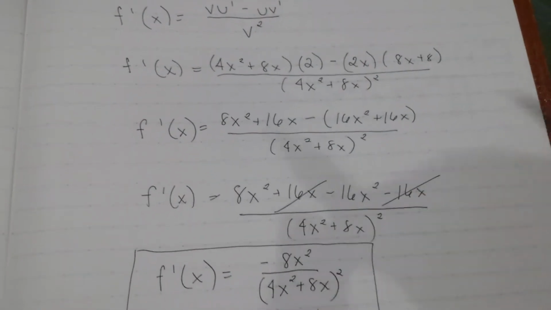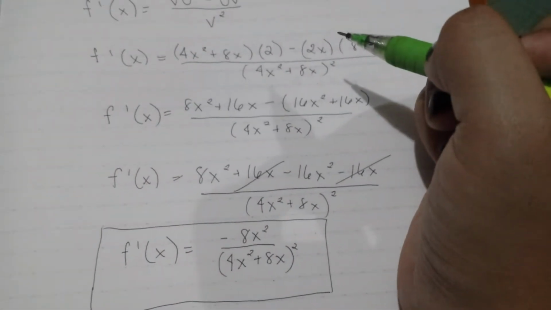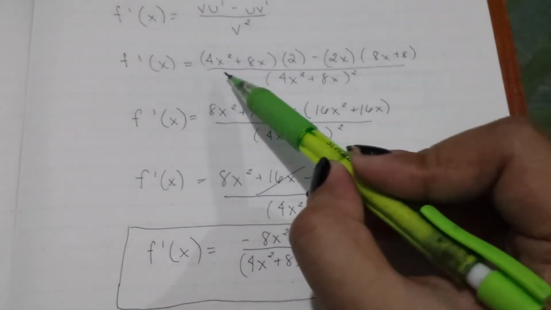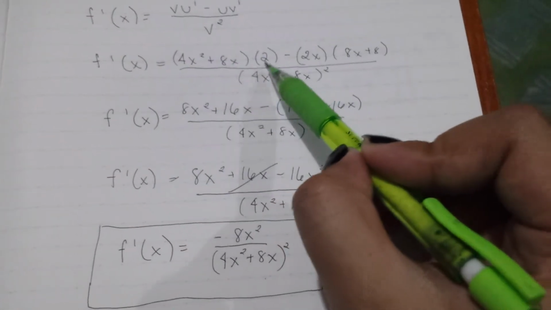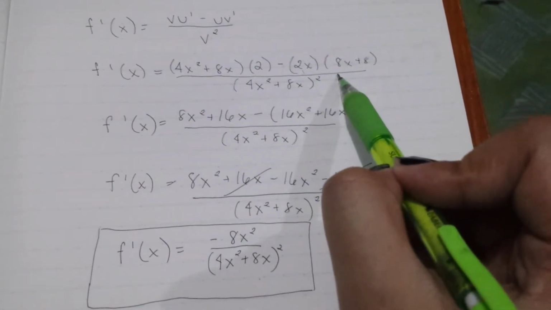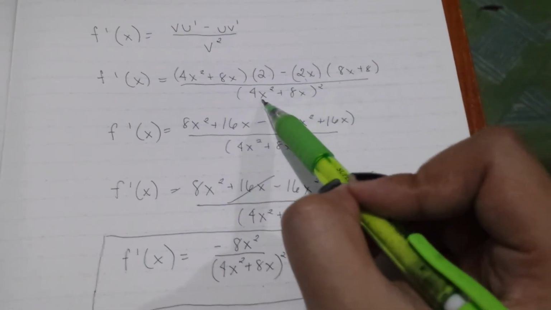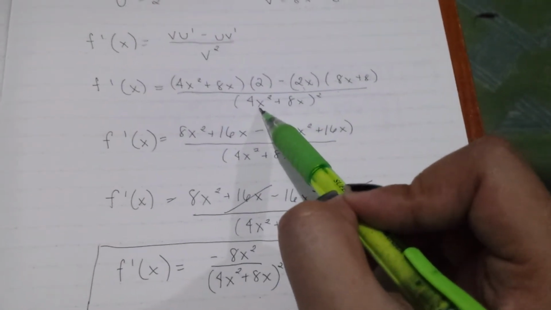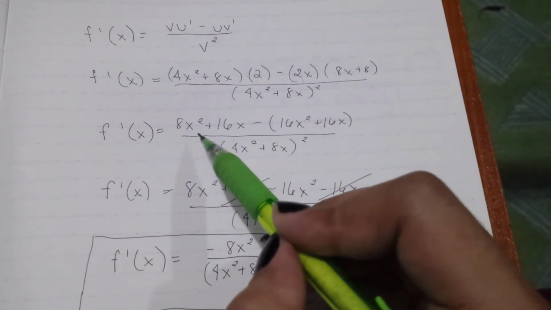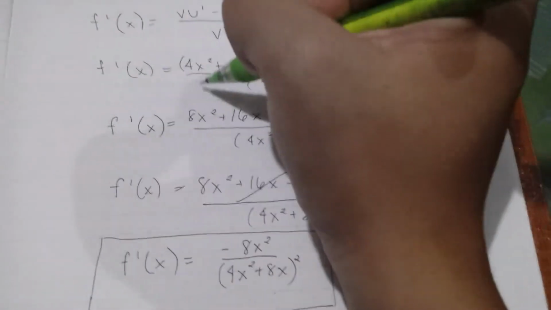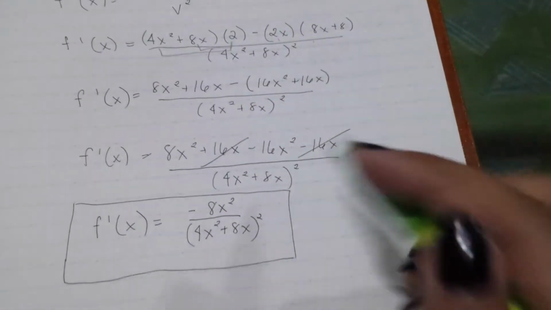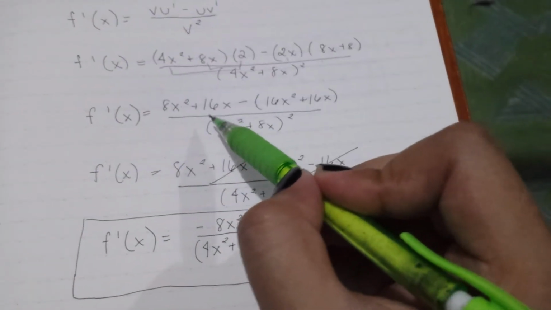So we just need to substitute the u, the v, and the u prime and the v prime. So we have (4x squared plus 8x) times 2 minus 2x times (8x plus 8) over v squared, which is (4x squared plus 8x) squared. So f prime of x equals, we will just multiply the 4x squared and 8x to 2. So we have 8x squared plus 16x.